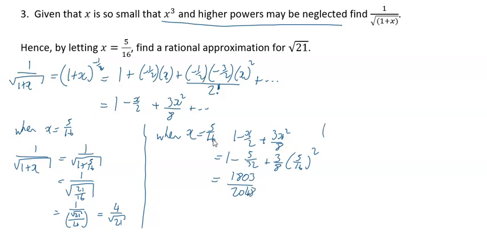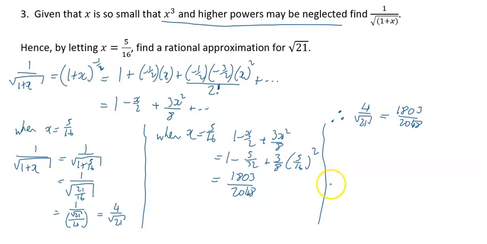Okay, right. So our left-hand side was equal to 4 over root 21. The right-hand side was 1803 over 2048. So that tells you that those two things must be equal. So 4 over root of 21 is equal to 1803 divided by 2048, and then just multiply across. So I'm just going to bring that thing across here.